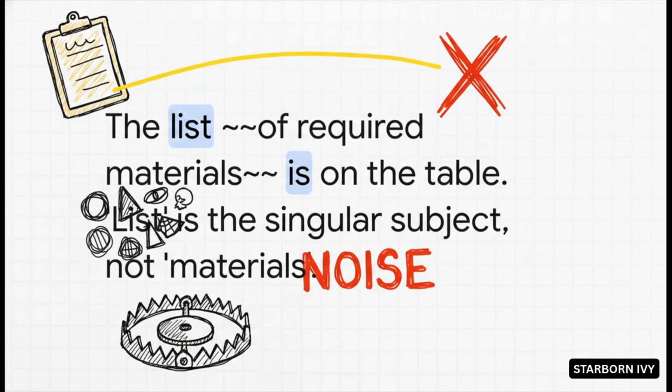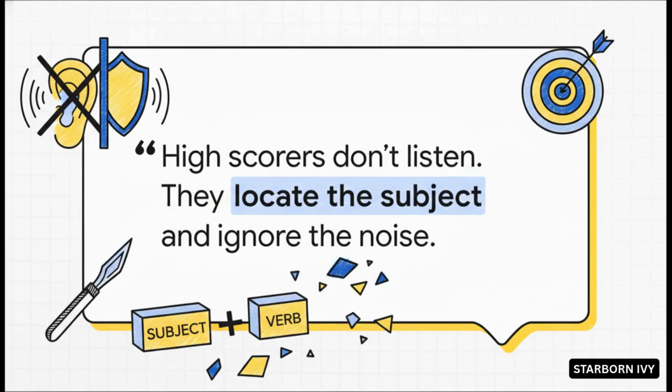The list is. And this right here, this is the mindset of a top scorer. They don't guess based on what sounds right. They perform a quick, surgical strike to find the subject, ignore all the noise, and make the match. Look, it's not about being a grammar genius. It's about being a grammar ninja.